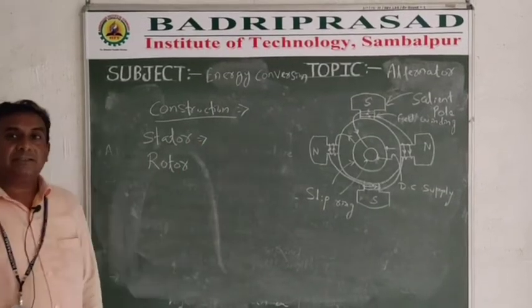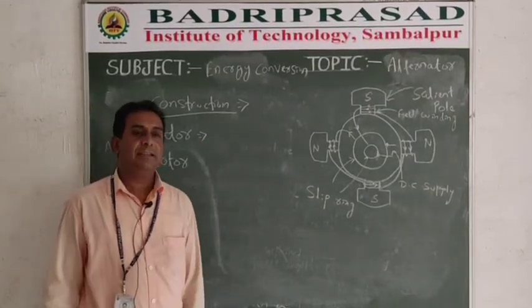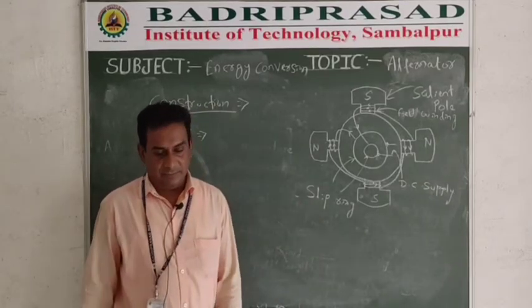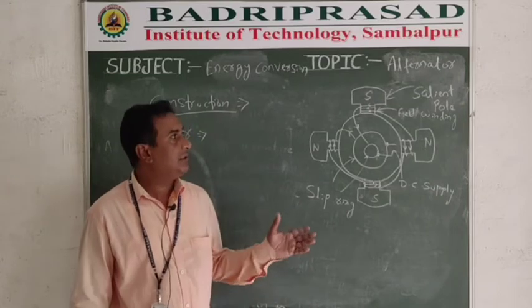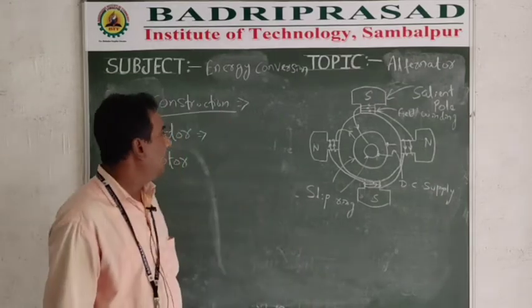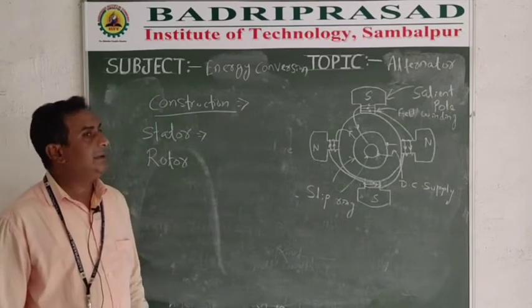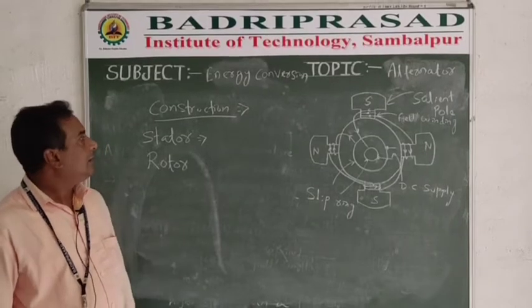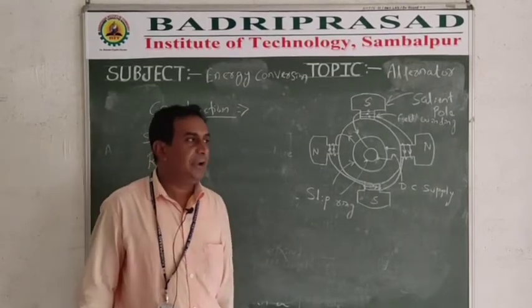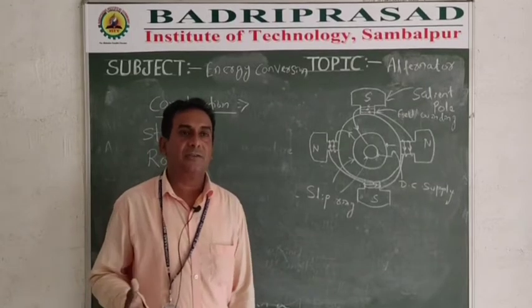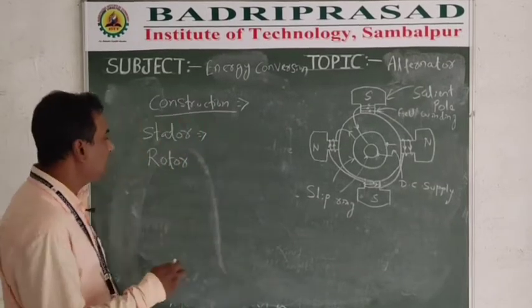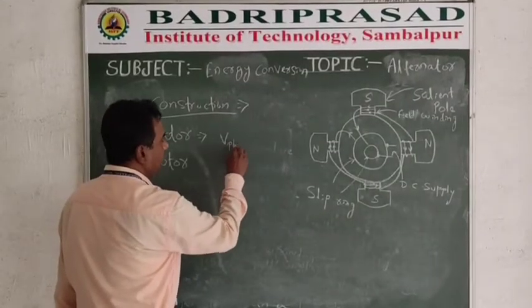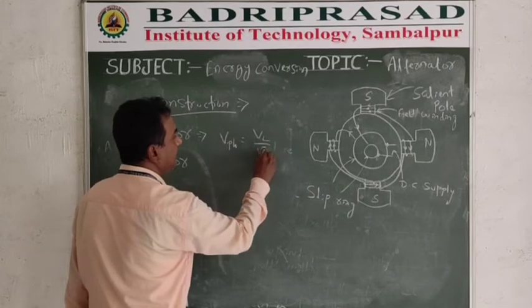The stator is the stationary part of the alternator in which the three-phase armature winding is placed, and generally the stationary windings placed in the stator are star connected. Why is the armature winding connected in star connection? There is a relation VPH is equal to VL by root 3.